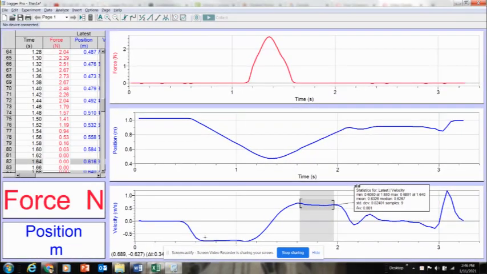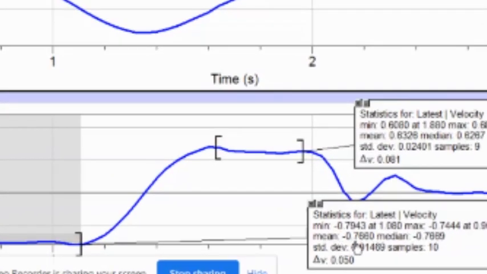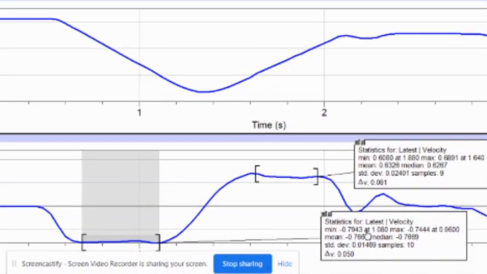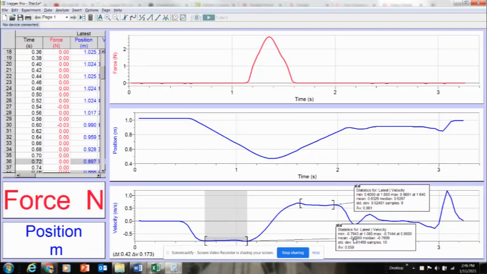Likewise, for my initial velocity, I'm going to highlight the region just before the band begins to stretch. And I'm going to do the same thing, get statistics for that spot. And now I see my mean value for velocity before the band begins to stretch is negative 0.766. So then I take the difference of those two, V final minus V initial, to get my third column, change in velocity, or delta V.